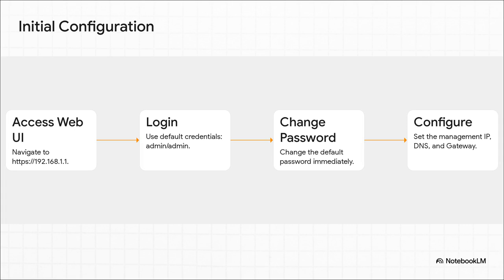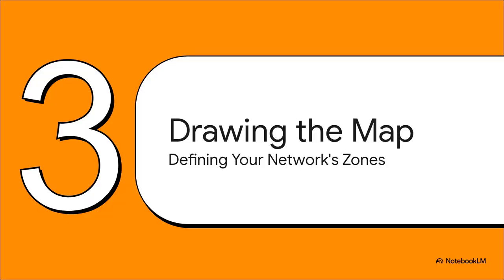You'll log in with the classic default credentials, admin for the username and admin for the password. Now, the very first thing it's going to make you do, and this is non-negotiable, is change that password. Good. After that, you'll just put in some basic network info, like its IP address, DNS servers, and gateway. That way, you can manage it from anywhere on your network, not just when you're plugged into it. Okay, we've got secure access.